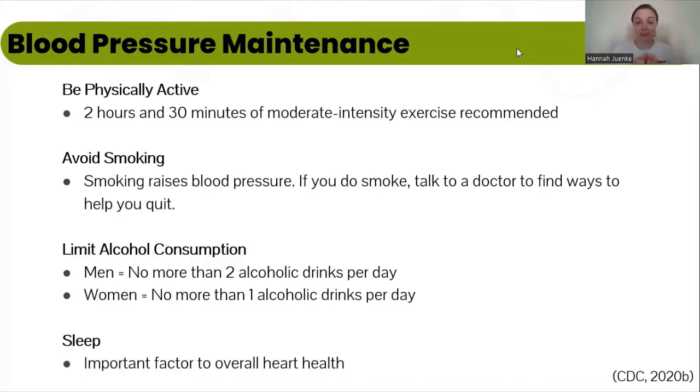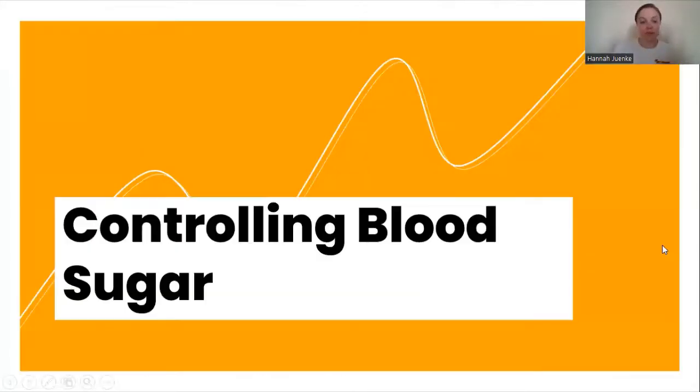And then lastly, sleep. Sleep is really important for our heart health, so establishing a good sleep routine will help in lowering our blood pressure and getting us to that 120/80 range that we're shooting for.